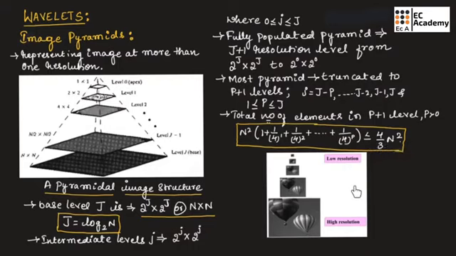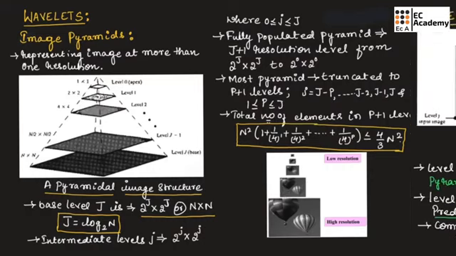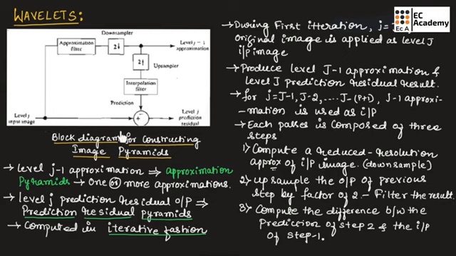This is one of the examples of an image pyramid where at the base level we have a high resolution image, and at the apex level or the top level we have a low resolution image. These images are arranged in the form of a pyramid for the analysis of images. This is the block diagram for constructing image pyramids.